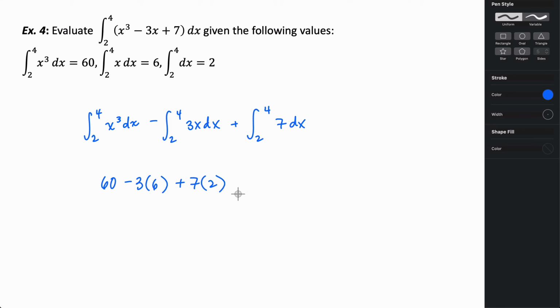So we can then use all of that information to help us evaluate this. So that's 60 minus 18 plus 14. -18 and 14, that's -4. So 60 minus 4 is 56. So this whole thing has a value of 56 units.